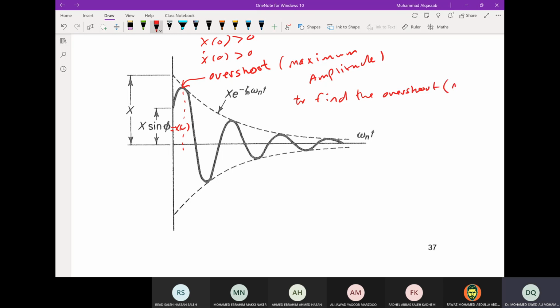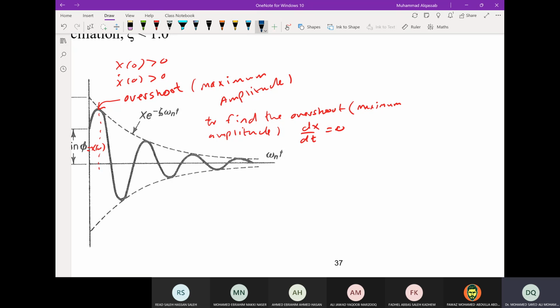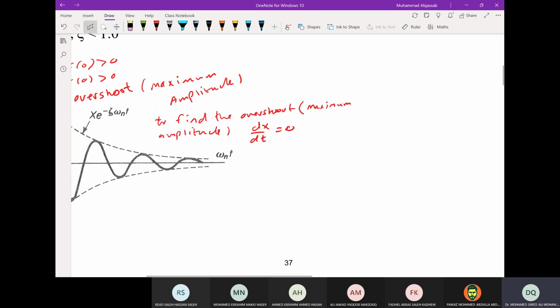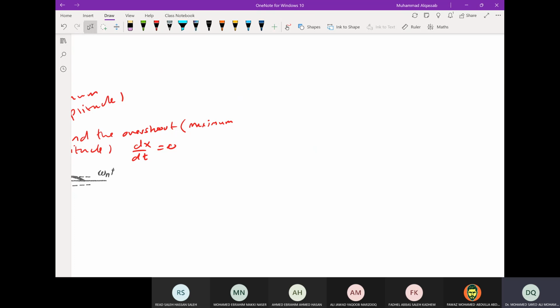Or maximum amplitude, you will put dx by dt equal to 0, which is the velocity. This velocity should be 0 at maximum. If you give initial conditions, here both are positive and all of them are not 0.